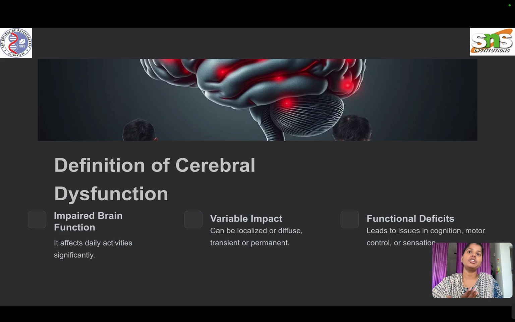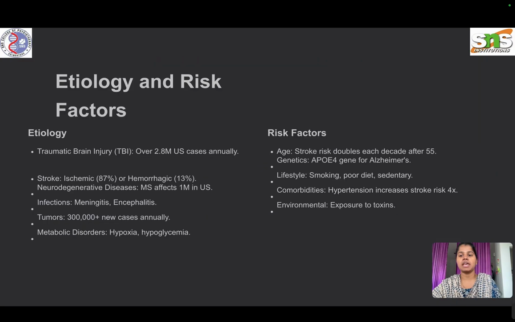So, coming to the definition, what do we mean by cerebral dysfunction? It refers to impaired brain function that significantly interferes with daily activities. The impact can be localized or diffuse, or it may be temporary or permanent. The deficits can involve cognition like memory and concentration, motor control such as weakness and spasticity, or sensation including numbness or vision problems.